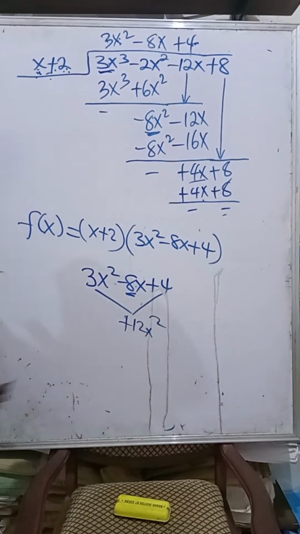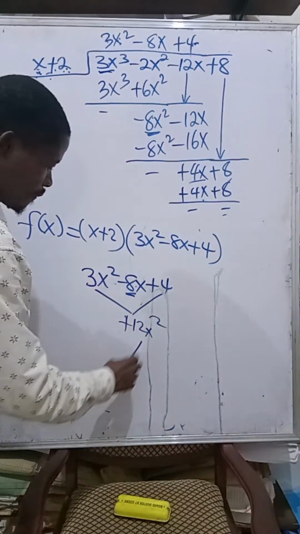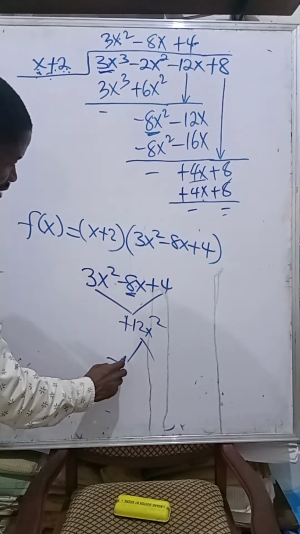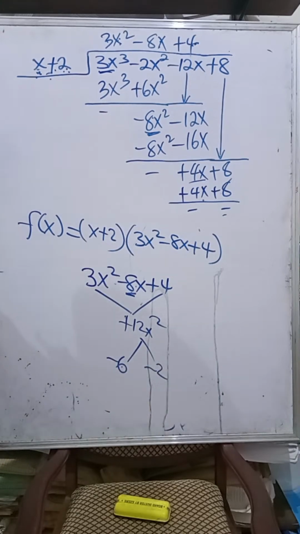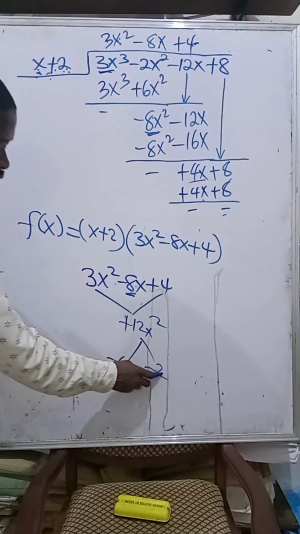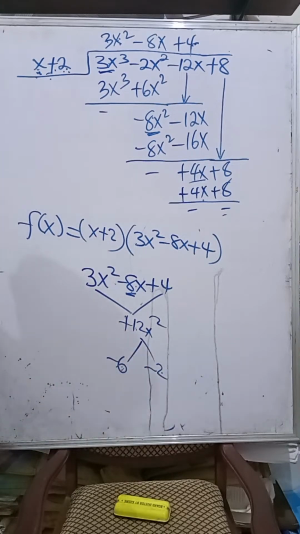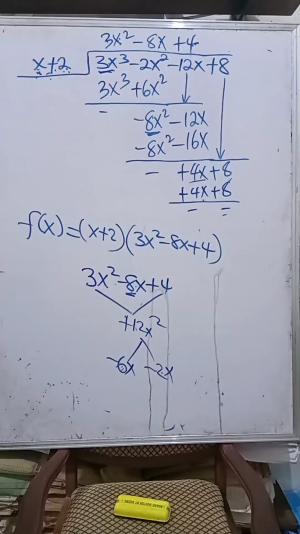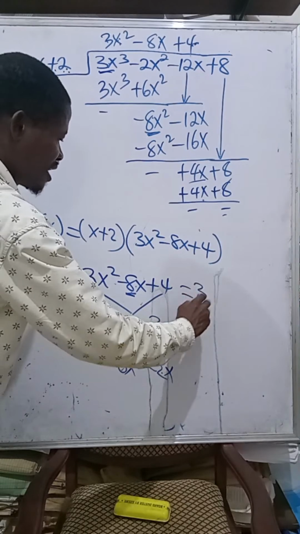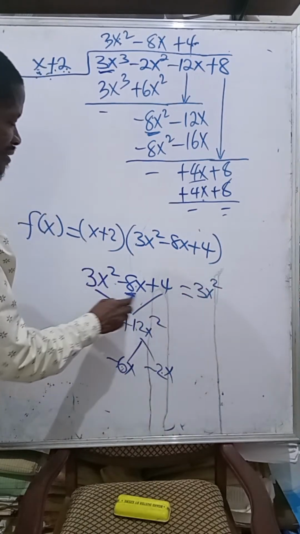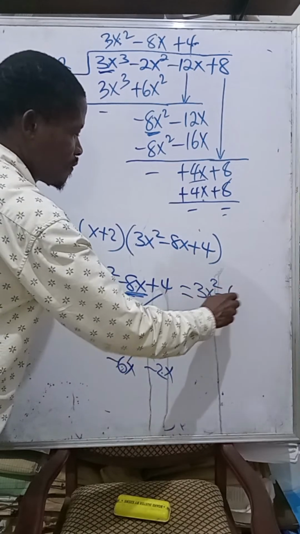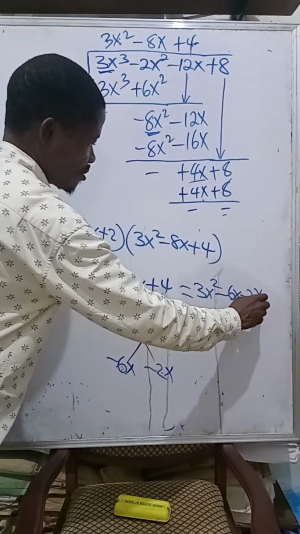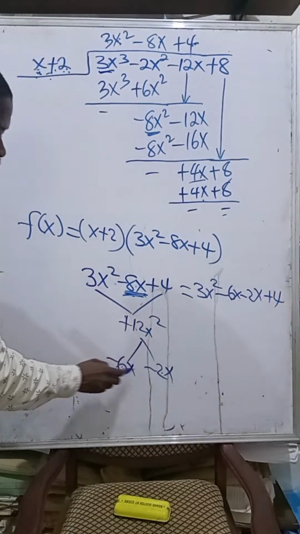Factors of 12 that can generate minus 8 will be minus 6 and minus 2. And if you multiply minus 6 and minus 2, it will give you plus 12. Then you come back to 3x squared. Then you replace this middle one with your factors, minus 6x, minus 2x, and then plus 4.